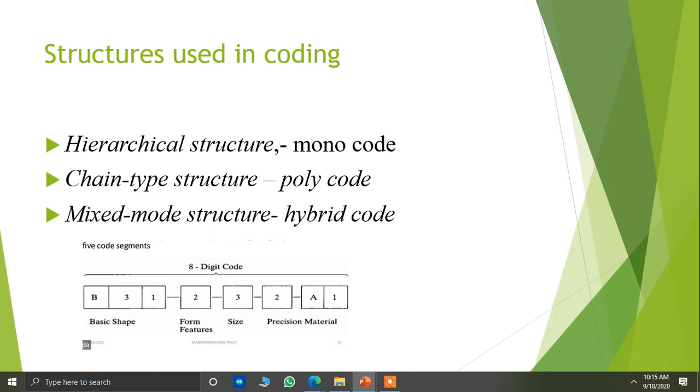Okay, so first thing is your basic shape, that's your flat disc, where after some forming operation, punching is done. After that it will be checked for size. Okay, then for the precision. B3123-A1 is a code which is a mixed mode code, with a combination of letters, alphabets, etc. In certain cases some special signs also might be used.